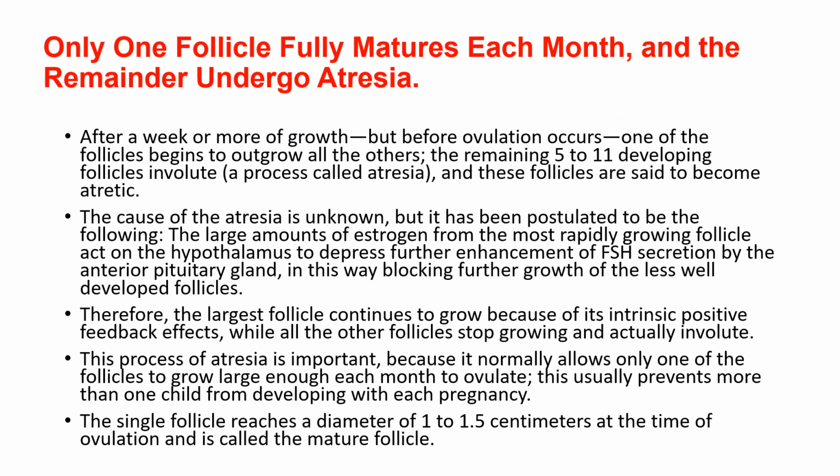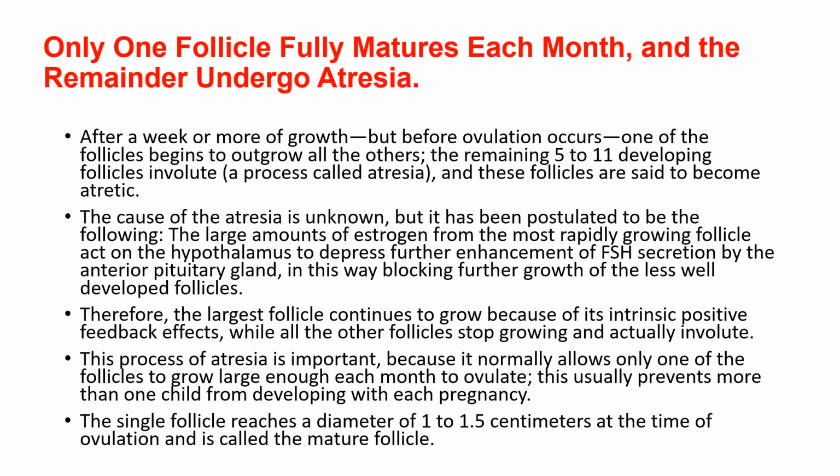Only one follicle fully matures each month, and the remainder undergo atresia. After a week or more of growth but before ovulation occurs, one of the follicles begins to outgrow all the others, the remaining 5 to 11 developing follicles involute, a process called atresia, and these follicles are said to become atretic. The cause of the atresia is unknown, but it has been postulated to be the following.